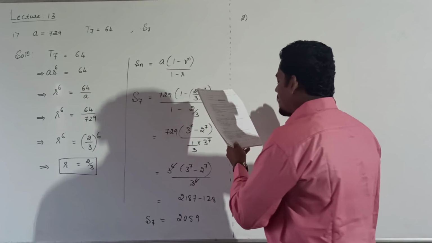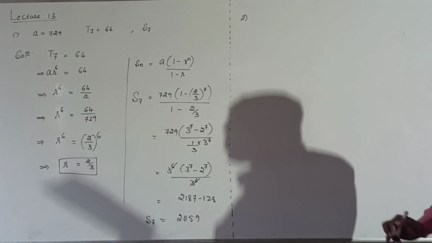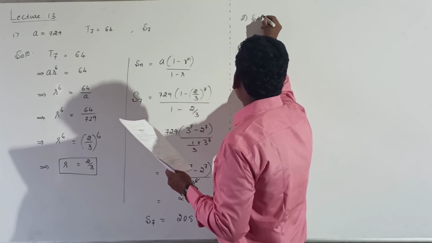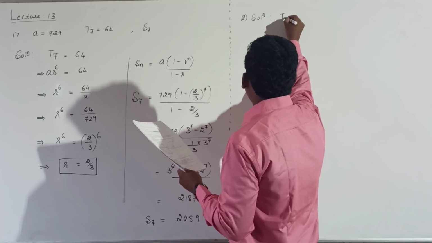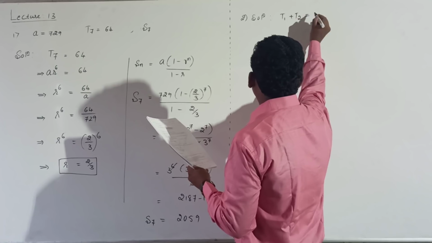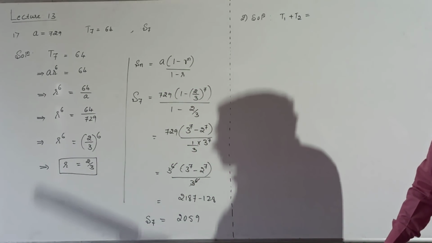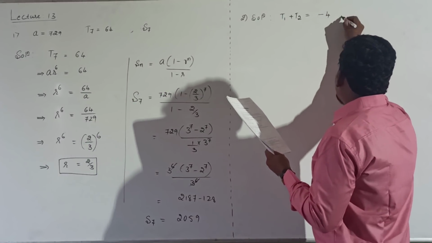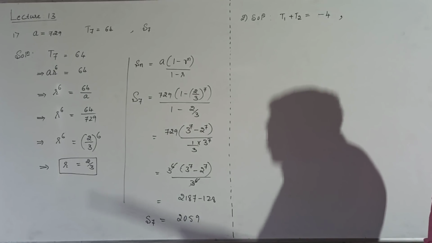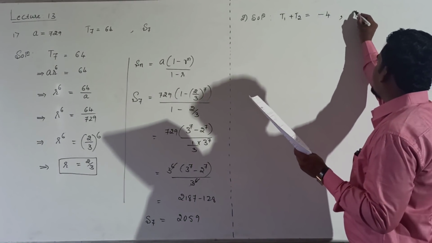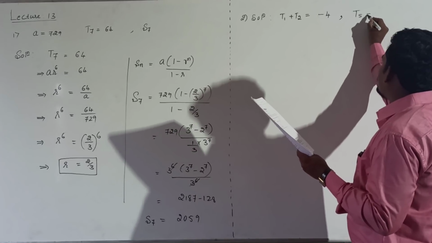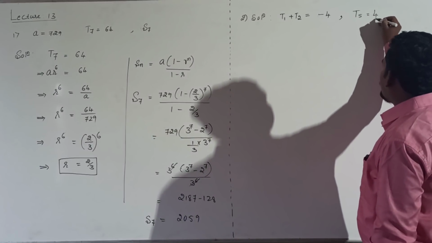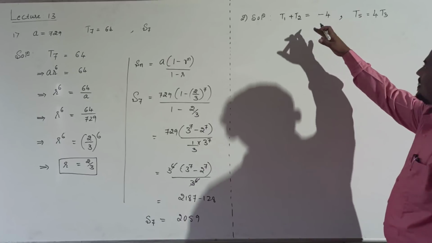What have they given? Sum of first 2 terms, sum of first 2 means T1 plus T2 value they gave, that is minus 4. It is one of the conditions. One more condition they have given. Fifth term means T5. T5 is equal to 4 times the third term. These 2 conditions are given.